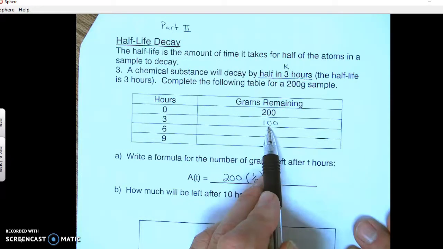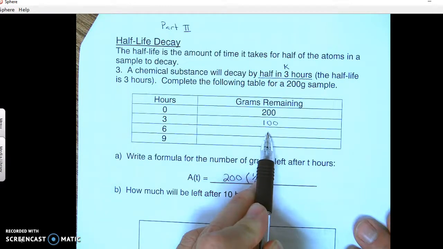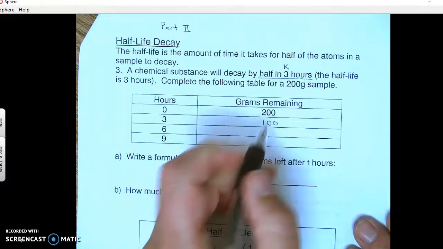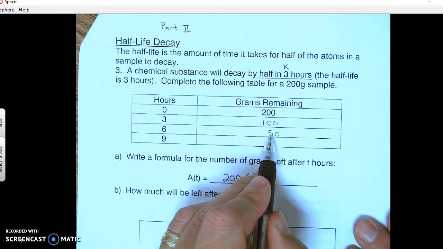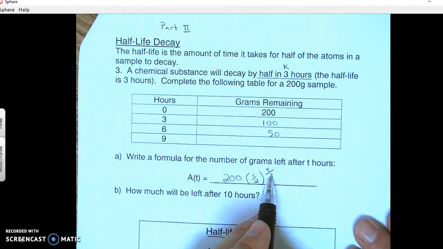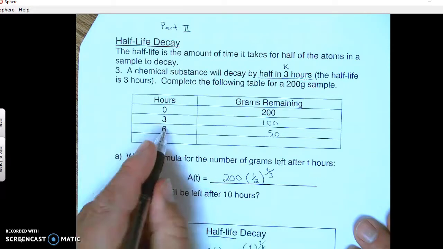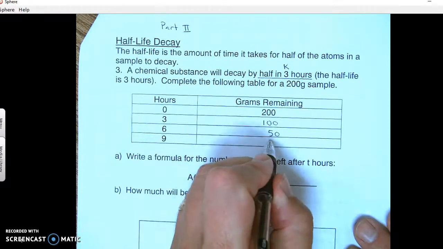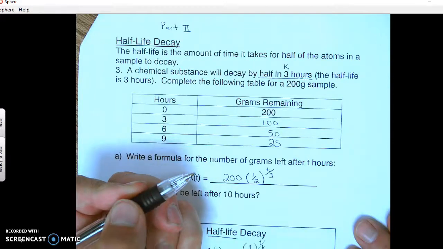Half is remaining. So notice another 3 hours passes. So how much should be remaining? Correct. A half. A half of 100 is 50. Let's plug it in and see if we're right. So 6 over 3 is 2. 1/2 to the second power is 1/4. 1/4 of 200 is 50. Another 3 hours has passed, so we have half left. Get the idea?